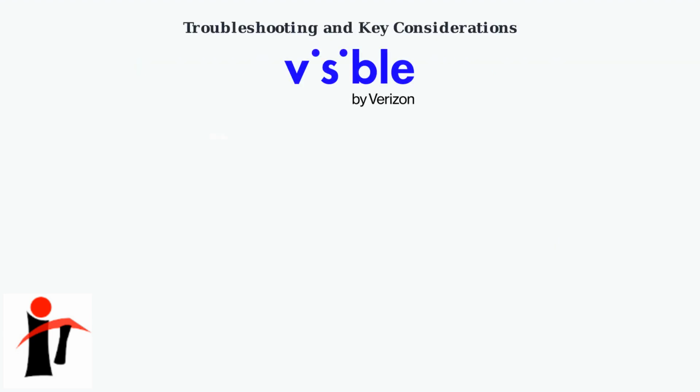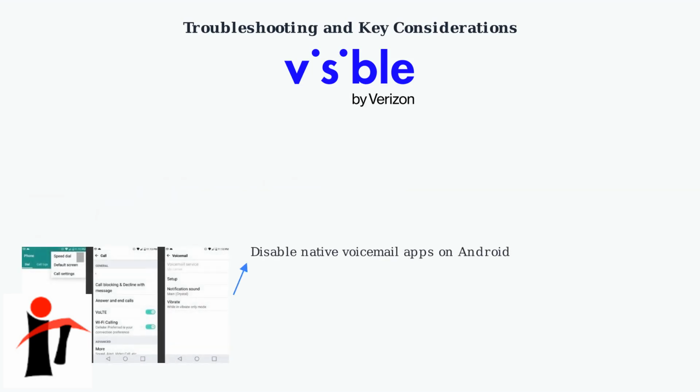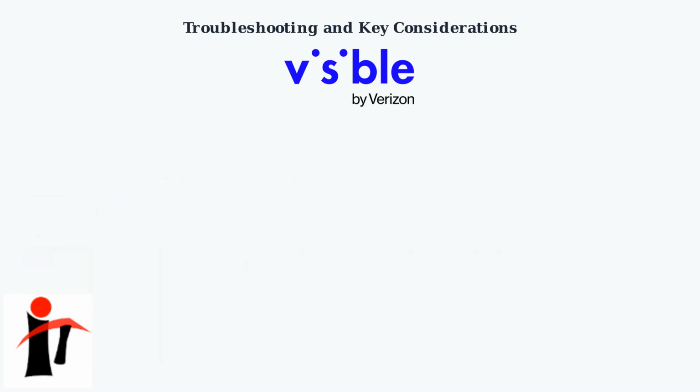If you encounter issues setting up visual voicemail, start by restarting your device and checking your network connection. Ensure the Visible app has all required permissions. A common problem is app conflicts, especially on Android, so disable any native voicemail apps. If problems persist, contact Visible support via chat for quick assistance.